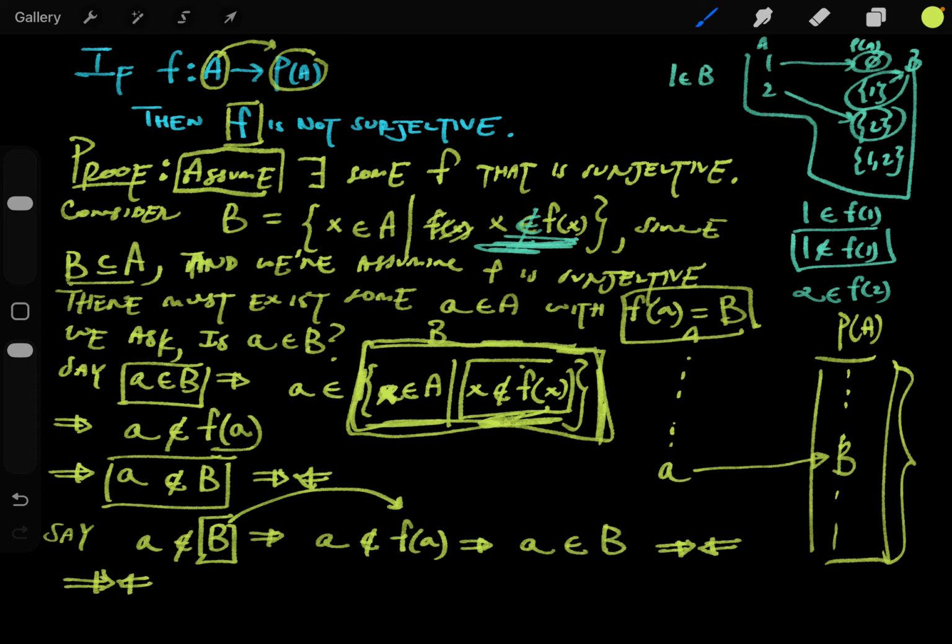So either way, we get a contradiction. The assumption is false. f is not surjective.